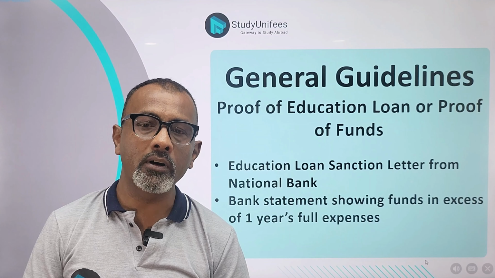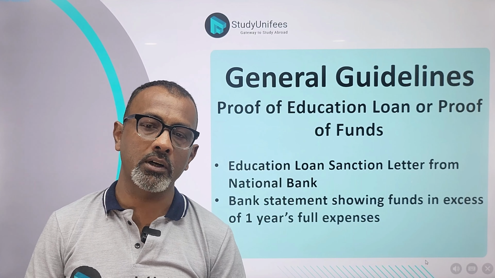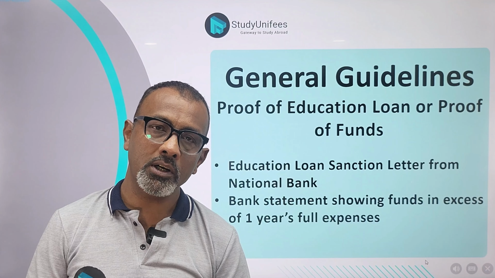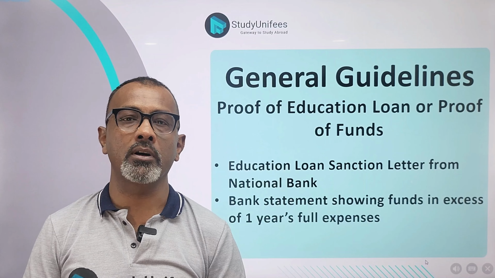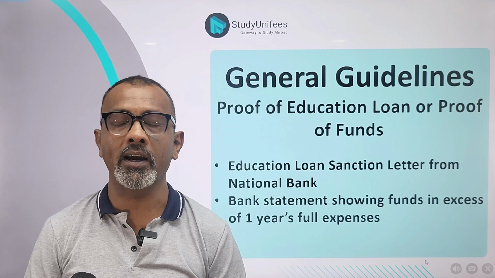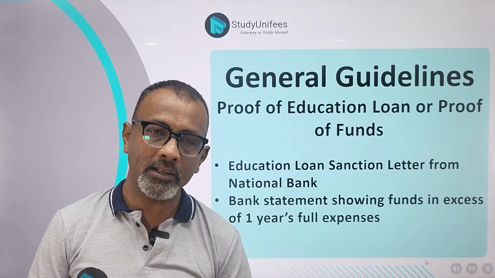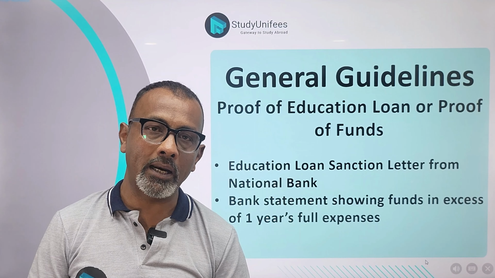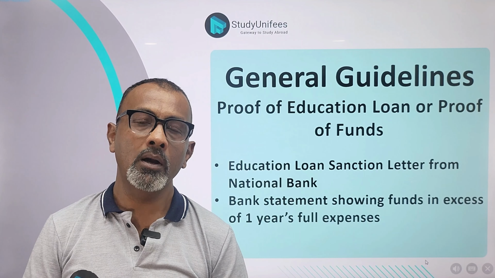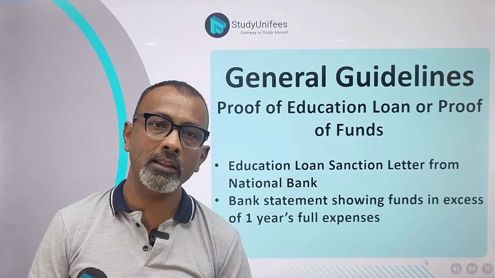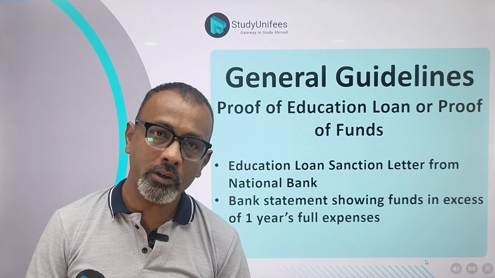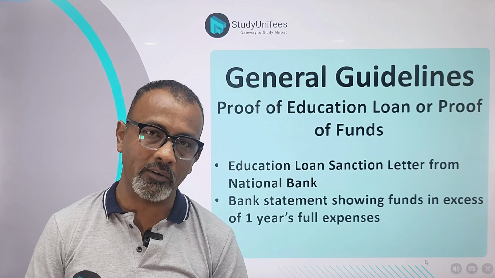Next, some general guidelines on proof of education loan or proof of funds. Make sure that your education loan sanction letter is from a national bank, not from a smaller institution, especially cooperative finances. If you're showing a bank statement, make sure the closing balance is clearly in excess of 1 year's full expenditure. Also, have a close look at the transactional history. Sudden large deposits are usually not looked at favorably by case officers.